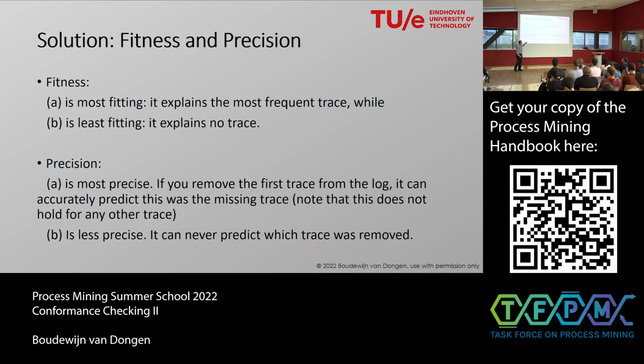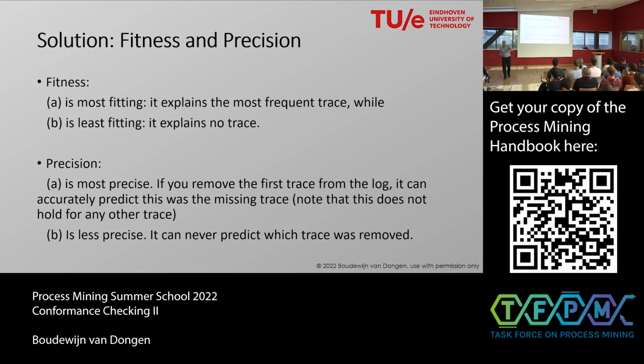With fitness we do know, right? A is most fitting because it at least explains something. B is not fitting at all. It's not 0. You can find alignments, but it will be very close to 0. A is precise, and this is a slightly different reasoning.